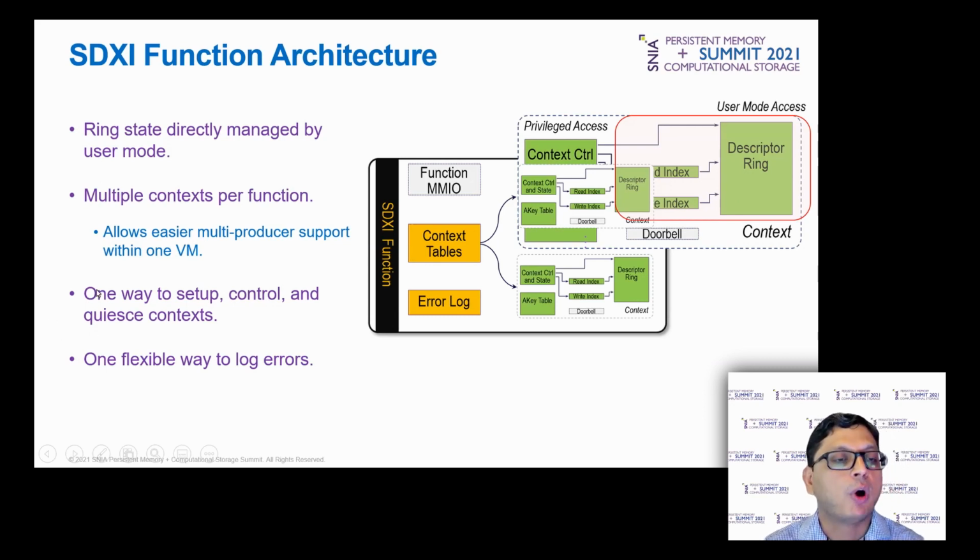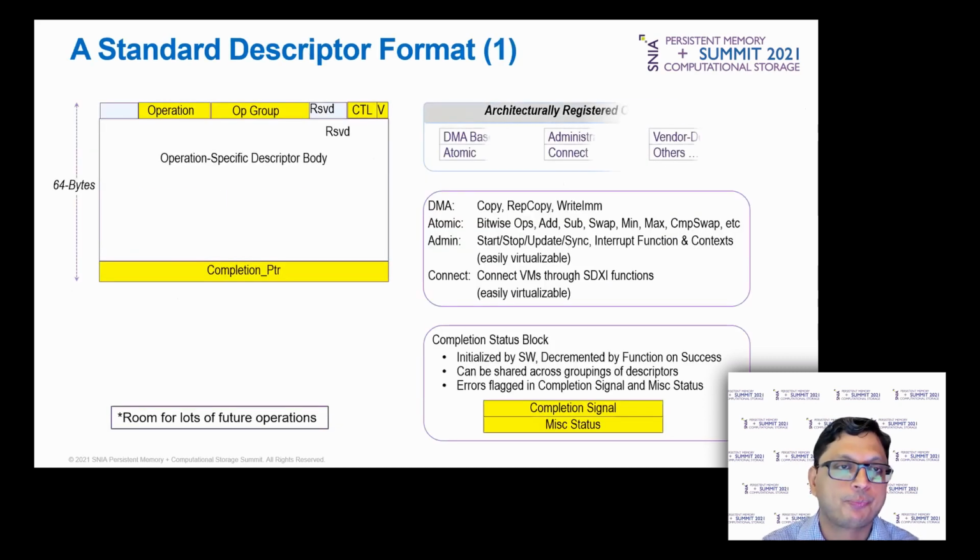And then there is one way to set up control and quiesce context, which is very important when we want to migrate the work from one host to the other host. And then there's one flexible way to log the errors. And so you can see that we're putting some good thought around how exactly an accelerator should behave.